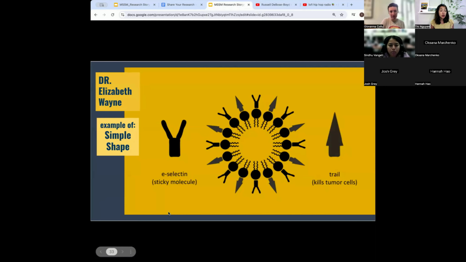So Dr. Elizabeth Wayne uses shape. So here she's just trying to make a point about the selectin and the trail. And of course, these cells, these proteins don't look like this, right? And so one thing that she chose not to do was to use color here. And so that's something that you can decide, like use shape or color. If you're changing shape and color, have a very good reason for it.